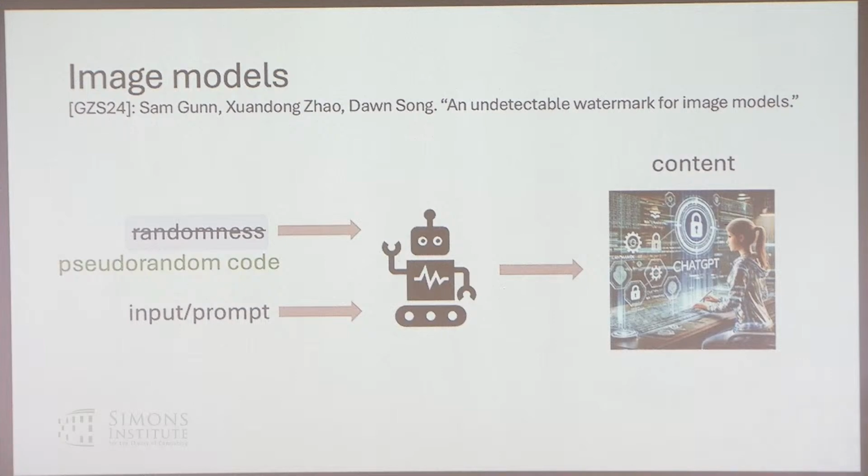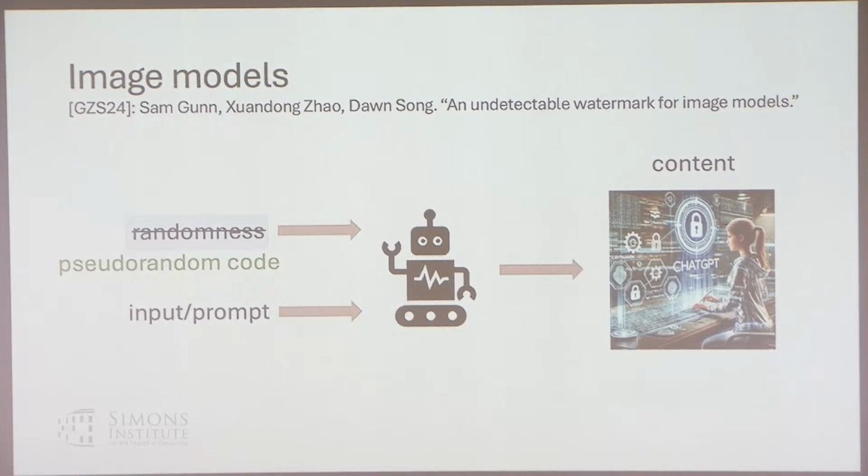Okay, and as a last and tangential point, but also very interesting, I presented this general watermarking framework and just talked about it for LLMs, but it works for other kinds of generative models as well, in particular for image models. So in a very new work by my co-author Sam and also Xuandong, who's here, and Don Song, they showed that you can use pseudorandom codes to watermark image models in a very robust way. The idea is the same template. You take the randomness used by the image model and replace it with the pseudorandom code.